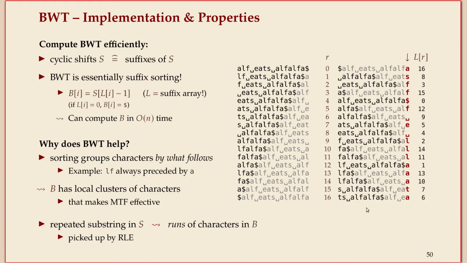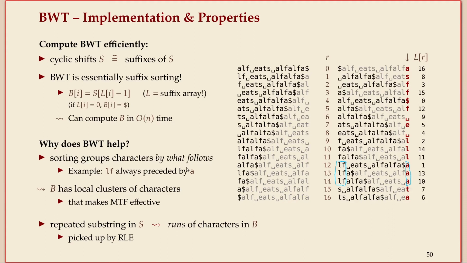What the BWT does is it groups characters by context, namely by what follows them. So for example, we have a context here. LF is repeated here in these positions. And you see it's grouping these A's together into a run. And the reason is that we have this ALF 3 times, and it's contiguous here. So all the occurrences of LF in the text are actually preceded by an A. If there were other things that precede LF, they would also be in this little contiguous range.